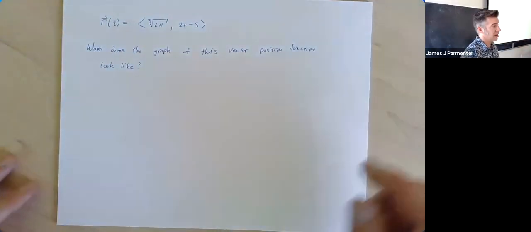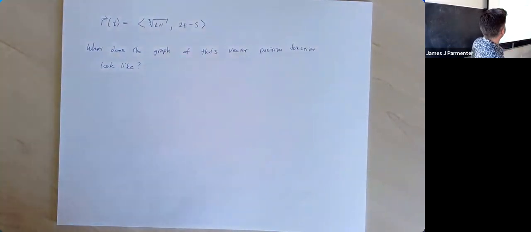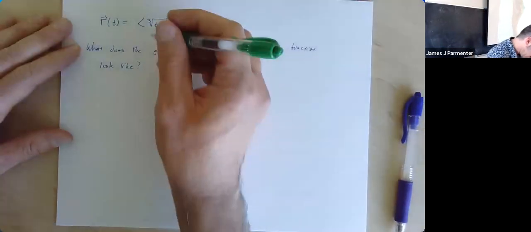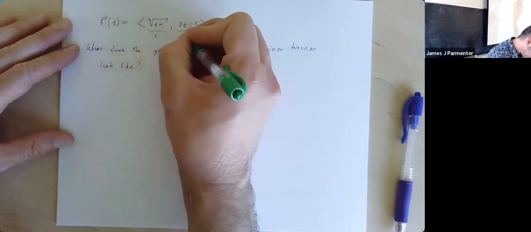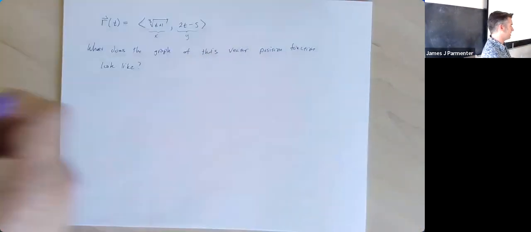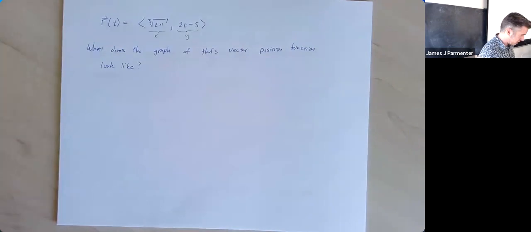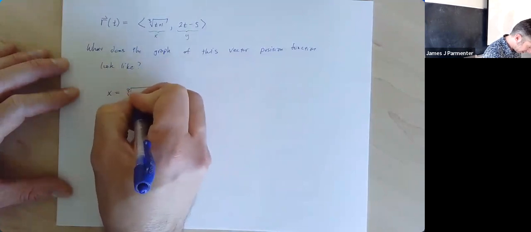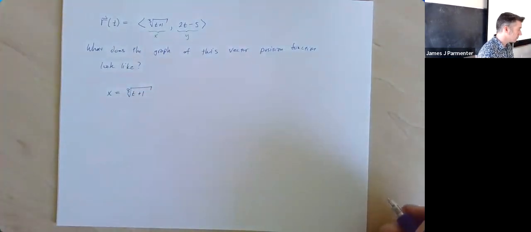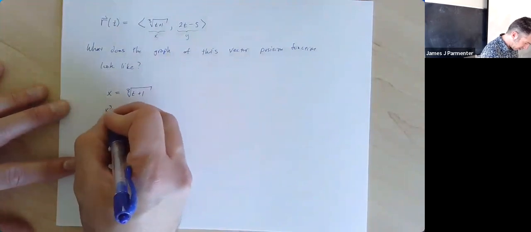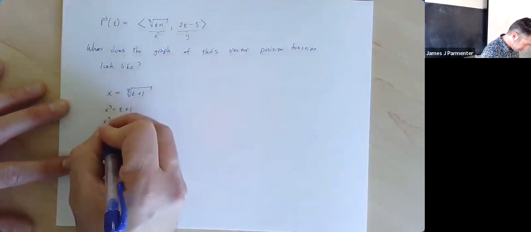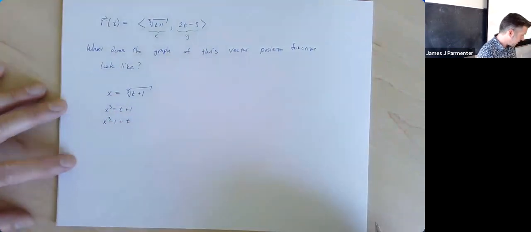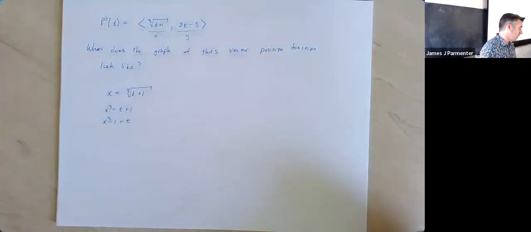Well, if you have no reason to go one way or the other, I would start by trying to solve for t in terms of x. I'm thinking of this as x, this as y. So I'm going to take x equal to the cube root of t plus 1 and solve for t. If I do that, I get x cubed equal to t plus 1, x cubed minus 1 equal to t. And then we're going to substitute that in for the y equation.